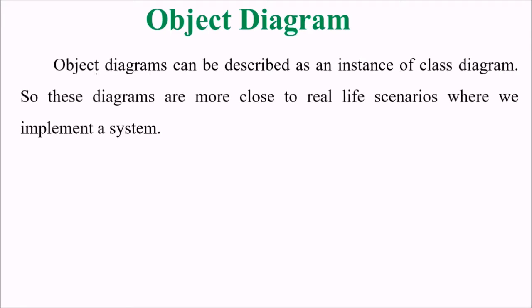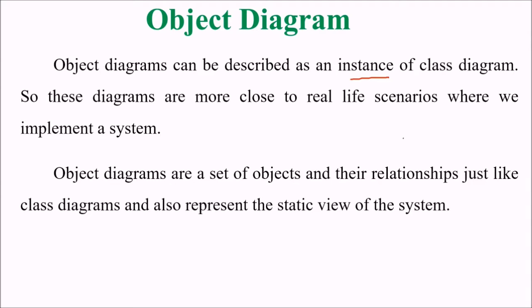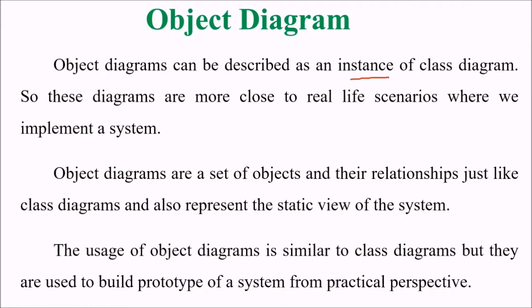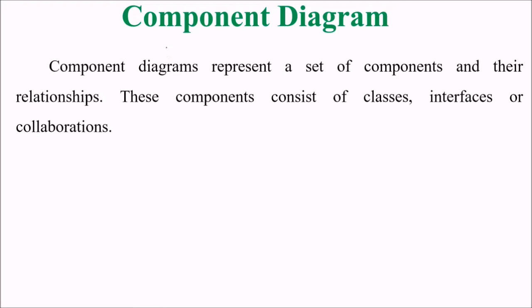Object diagram. An object diagram can be described as an instance of a class diagram. These diagrams are closer to real-life scenarios where we implement a system. Object diagrams are a set of objects and their relationships, just like class diagrams, and they also represent the static view of the system. The usage of object diagrams is similar to class diagrams, but they are used to build prototypes of the system from a practical perspective.